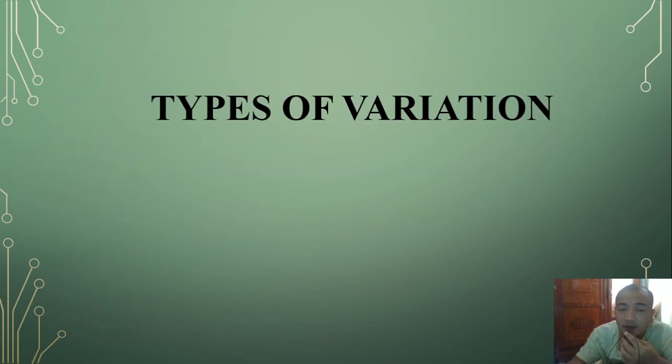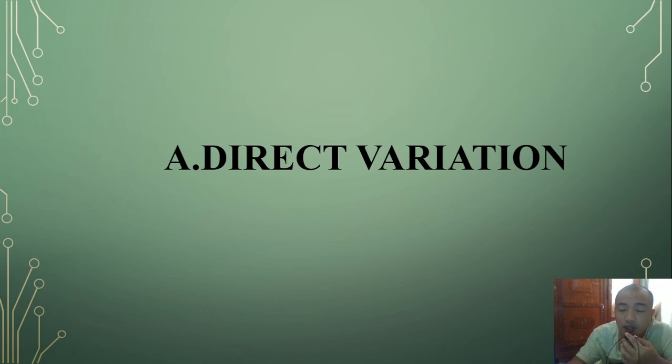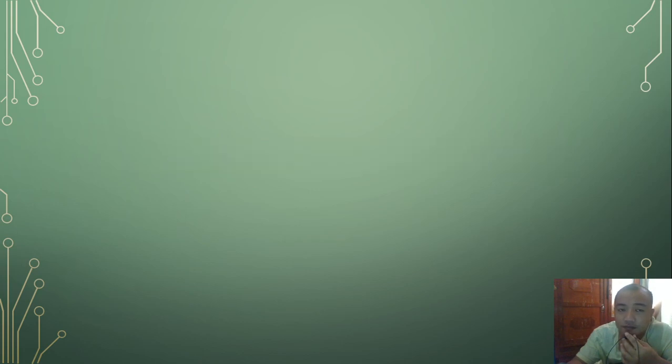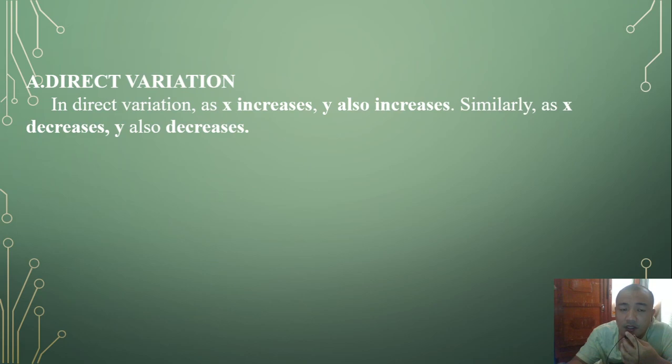So there are different types of variation. Let's start with A, direct variation. In direct variation, as x increases, y also increases. Similarly, as x decreases, y also decreases. So if we are given a table of values, for example, yung values of x, we have 1, 2, 3, 4, 5, 6, 7, 8. Then yung value of y, 2, 4, 6, 8, 10, 12, 13.